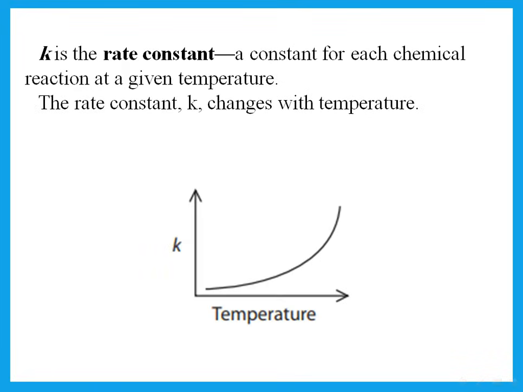Are we following? So K is called the rate constant. It's a constant for each reaction at a given temperature, because as we increase temperature, K increases. So please recognize these graphs. So this is the graph of K versus temperature. As temperature increases, K increases exponentially, not directly proportional.